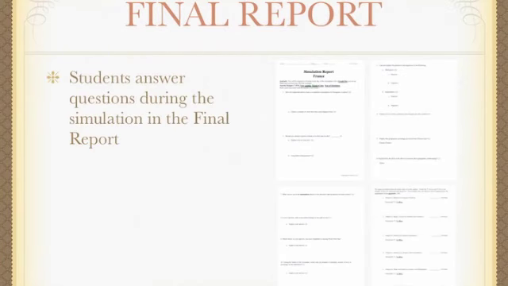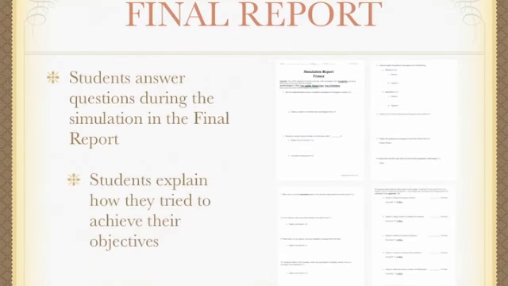The final report is 4 pages of questions that can be answered from the simulation and your textbook. The first 3 pages are a mix of knowledge and higher order thinking questions along with questions answered from their experiences in the simulation. The final page lists their objectives for their country. Students are then required to explain how they tried to achieve those objectives in order to receive credit. I give them credit even if they fail to achieve their objectives, as long as their explanations prove they made a legitimate attempt to complete them.